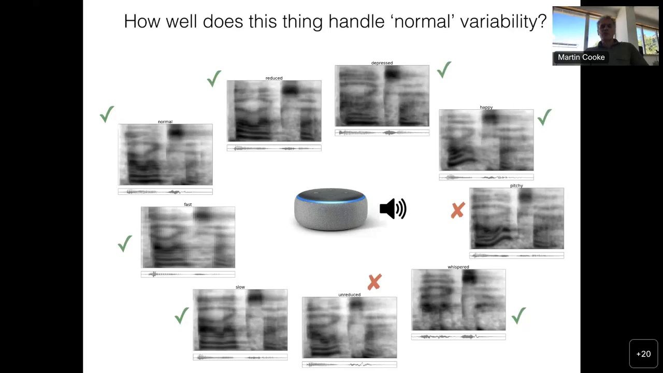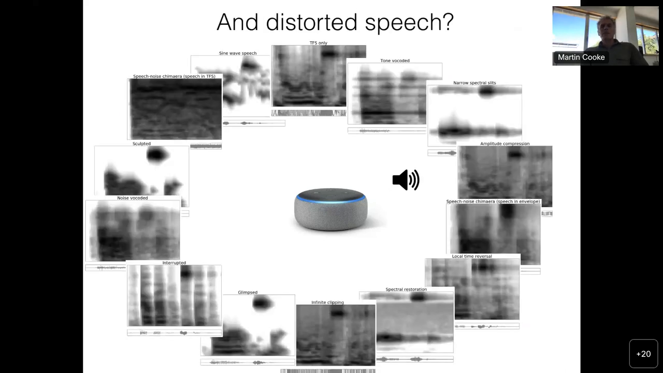Now, you know what the next question is going to be. How does this thing handle distorted speech? And so I dug out my Python library of creating distorted speech. There's actually more types than I showed you so far. There's about 15 types. I'll just play you them, and then let's see how it does.